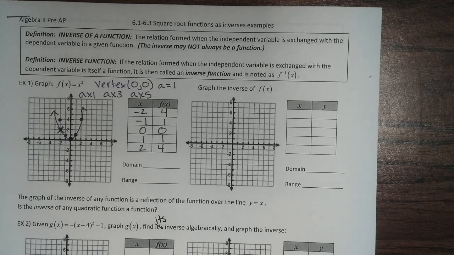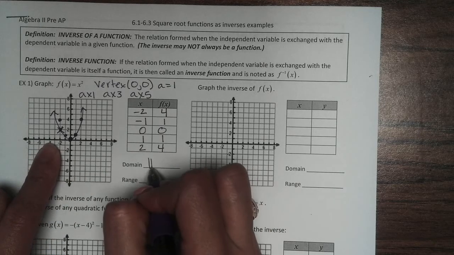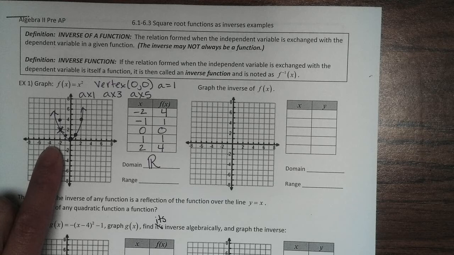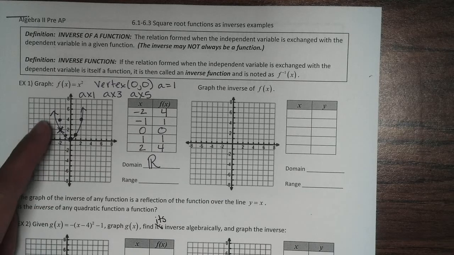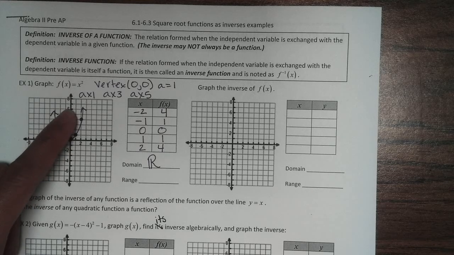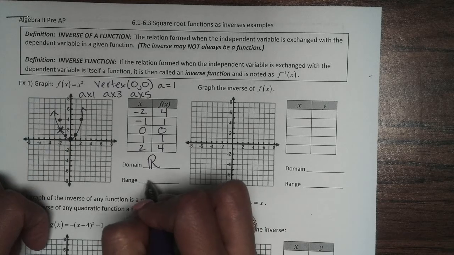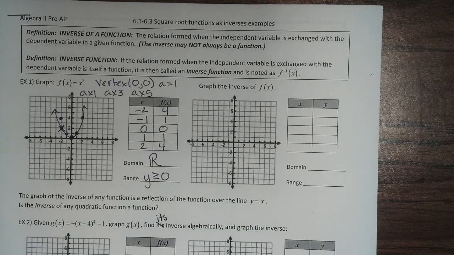And just like all parabolas, the domain of the parabola is always all real numbers because x can be any number. And then the y values, so the range, are restricted. It's only 0 to infinity. So you could just put y is greater than or equal to 0, or you could put 0 to infinity if you want. So that's how you graph a parabola.